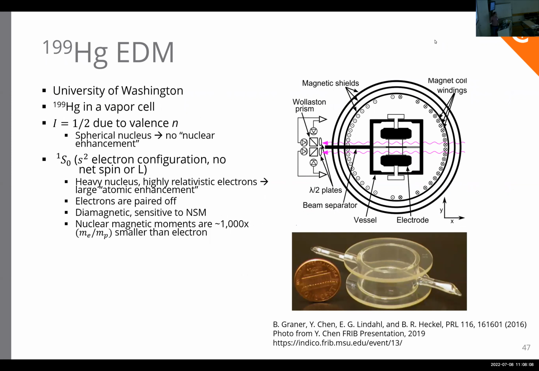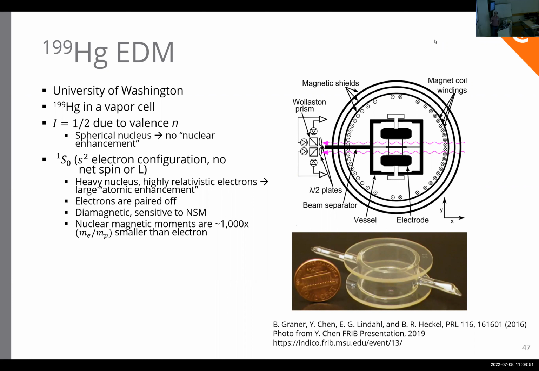I showed this picture yesterday when people asked, what's the scale of these things? This one's basically the smallest one. Other ones are bigger than this, but they all fit in a room. This is the Mercury EDM experiment, 199Hg, which is based out of the University of Washington. I think this is a good one to start with for a number of reasons. In some sense it's the most sensitive nuclear type EDM experiment. It's very elegant and conceptually simple. It's a fantastic experiment, a very famous experiment in this community.